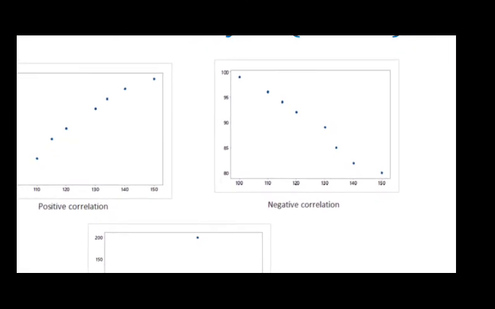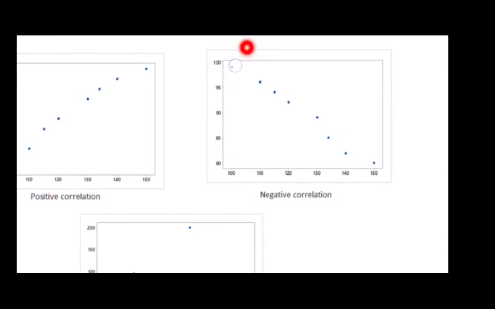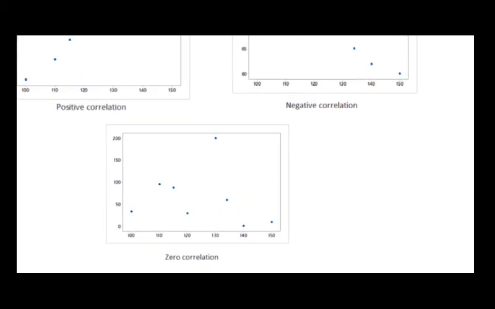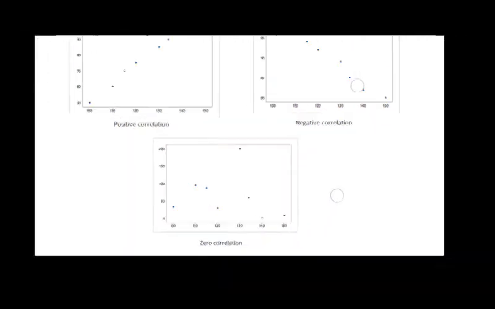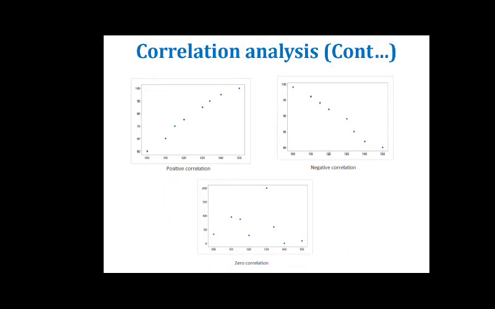In the second, you can see that for this particular point the value is 100. For the next point the value is 95 and 110, means one value is increasing, another is decreasing. So this is called a negative correlation. And if these values are random and we cannot find any relation between them, then we can say that there is no relationship between these variables, right? So it is also called zero correlation. These are the examples of positive, negative, and zero correlation.